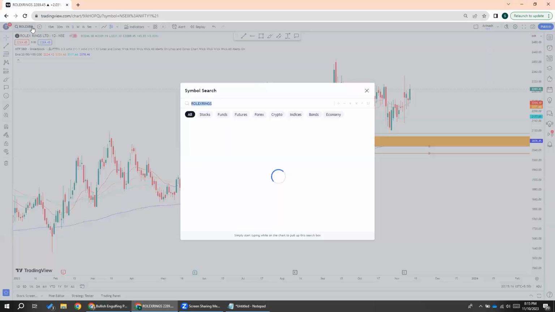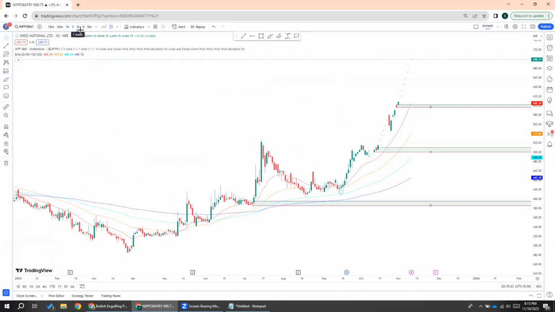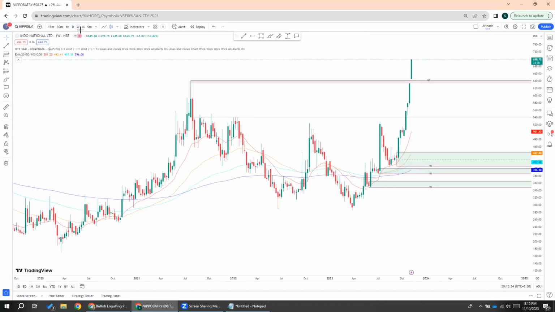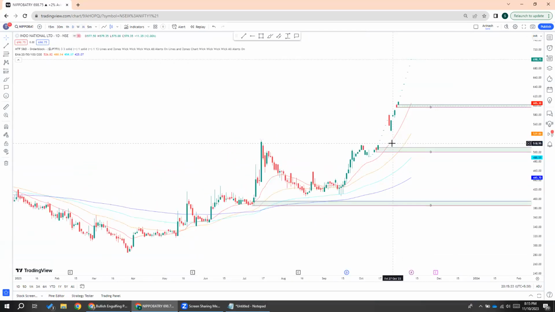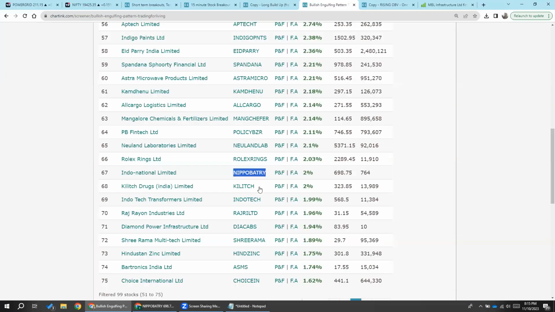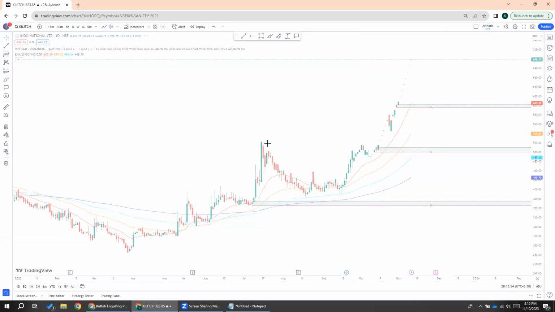Nippo Battery. Wow, one-sided move, no stop. Not sure why it is going with such high momentum. It's risky for me because of the way it is growing. If it suddenly goes up, it is also possible that it suddenly goes down. If we could capture moves like this, it was waiting for a couple of days and then started. So we need to wait for such moves.